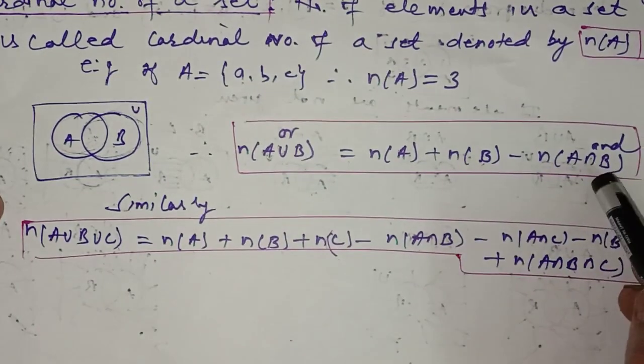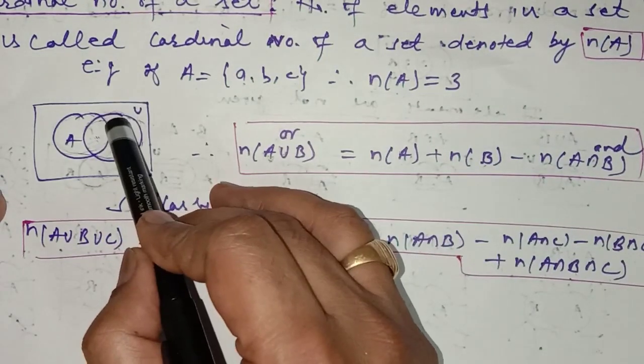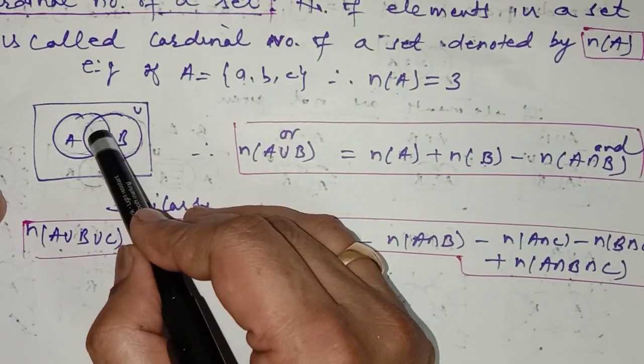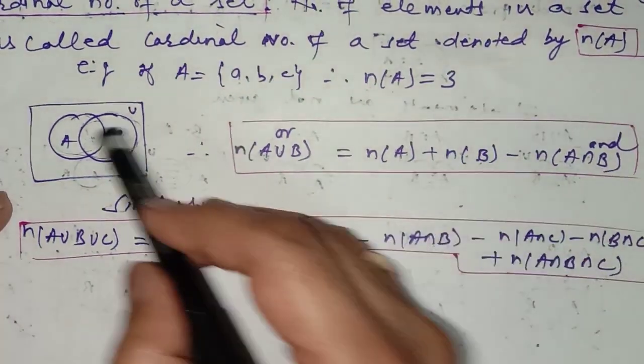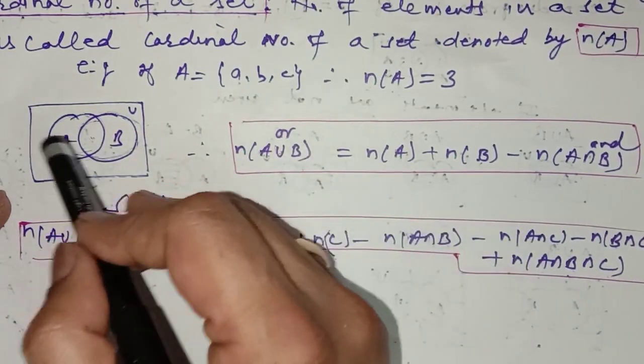Now how can you prove it very easily? That is the total number of elements in A plus the total number of elements in B. The common portion is counted in both set A and set B, so we have to subtract it. That is, we subtract the number of elements which are common in both A and B. So this will be the total number of elements in A union B.